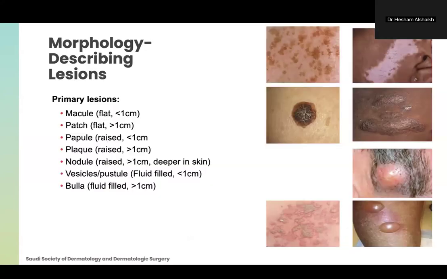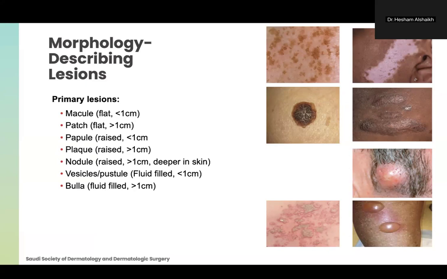In terms of dermatology terminology, we'll start off with morphology. Morphology is typically divided into primary and secondary lesions. Primary lesions are really helpful and are seen in most dermatological conditions, but not always. We'll go over these one by one.